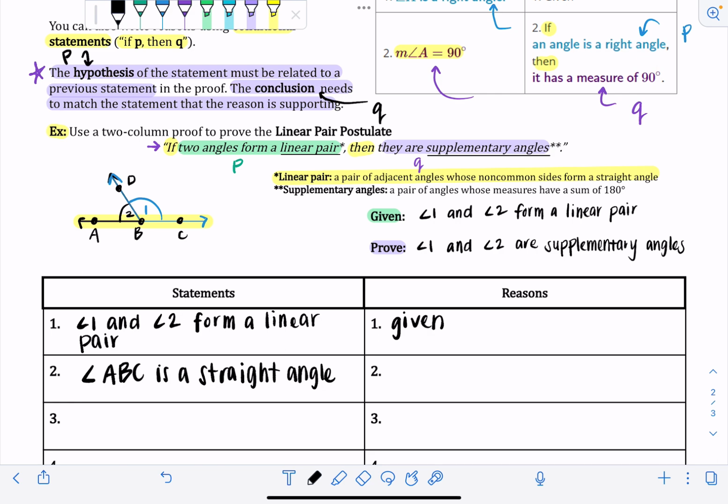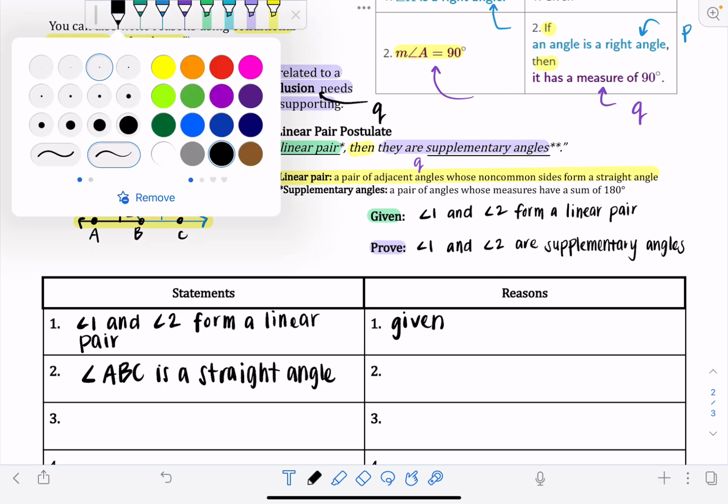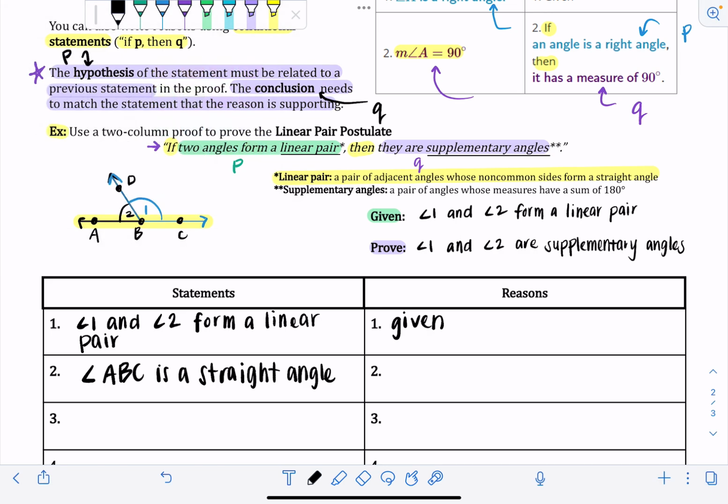Okay, and then the reason is going to be a summary of the definition of a linear pair. So we can say if two angles are a linear pair, then they form a straight angle.